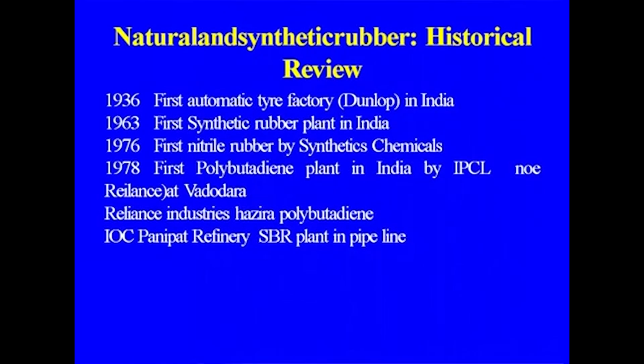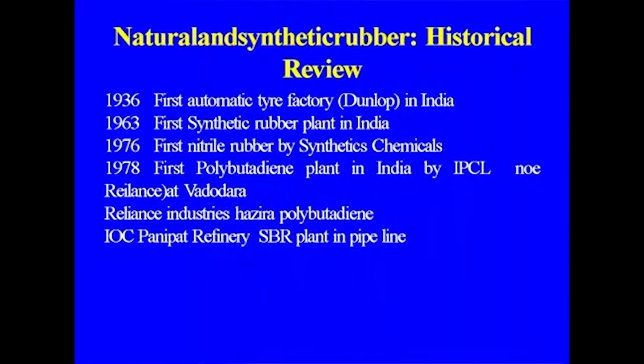In 1976, the first nitrile rubber by Synthetic Chemicals. In 1978, the first polybutadiene plant in India by IPCL, now Reliance at Vadodara. The Reliance Vadodara unit, earlier IPCL, is one of the largest integrated petrochemical complexes, where about 18 to 19 plants are there. Although at that time the capacity was okay, now all those capacities are not at world level, so the plant capacity is less in all those units.